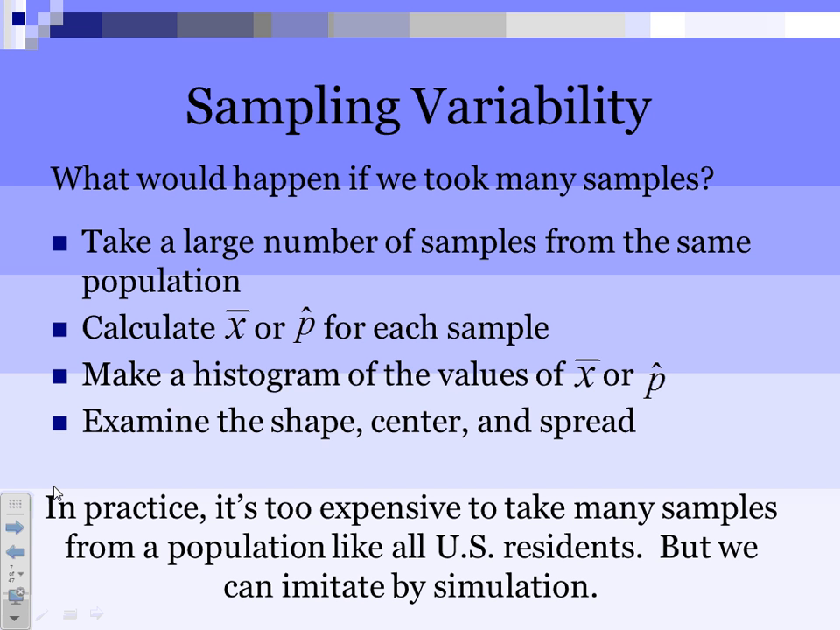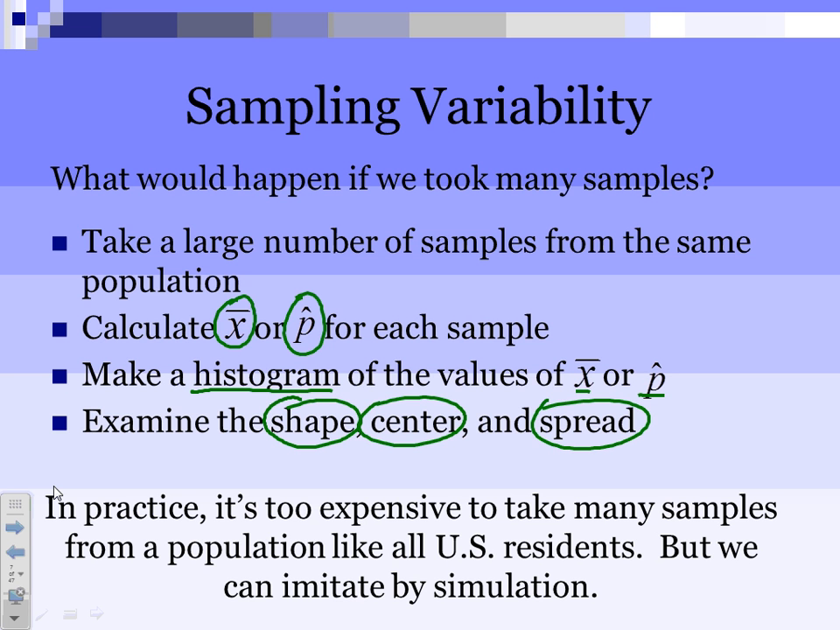Now, if we were to take many samples, what would happen? If we were to take a large number of samples from the same population, would they all look the same? No, not exactly, but they should be pretty close, as long as we don't have any bias or anything else wrong with the way that we collect our data. What we would do is collect an x-bar or a p-hat for each of our samples, as you've done before, but in this case we're going to take a whole bunch of these samples and put them together. Then we would make a histogram of those values of either x-bar or p-hat, and we would look to determine the shape, the center, and the spread.